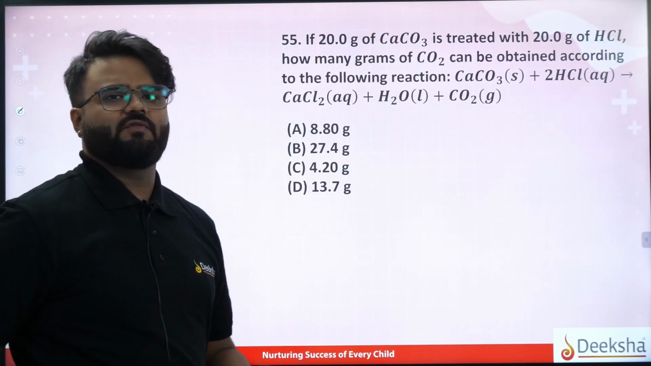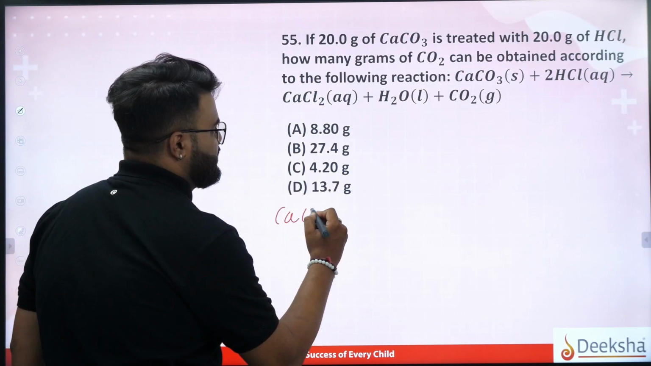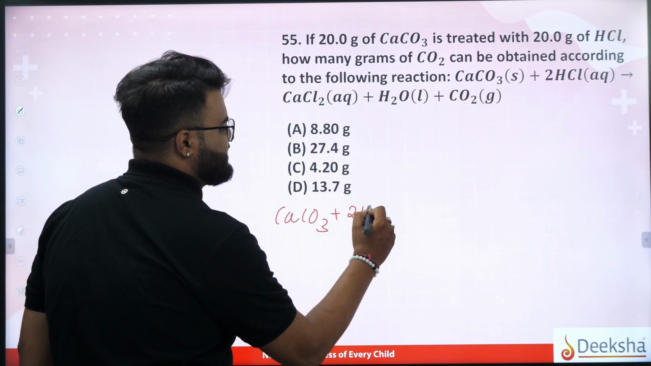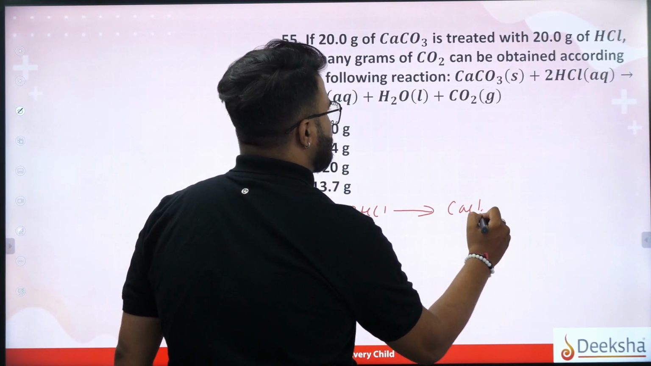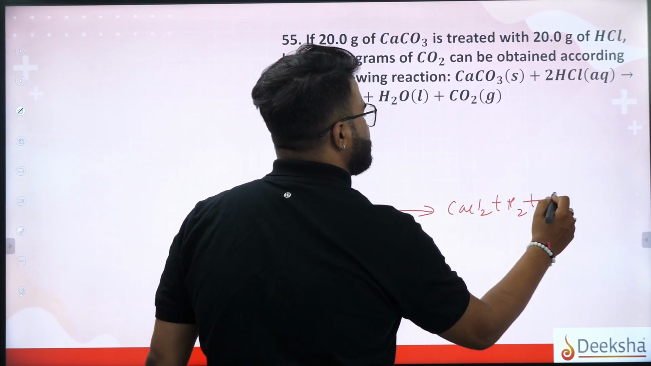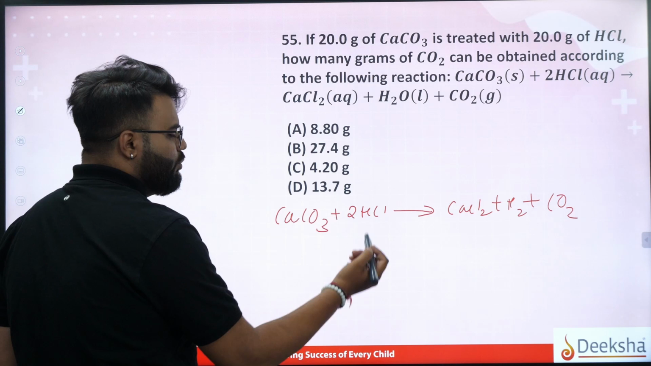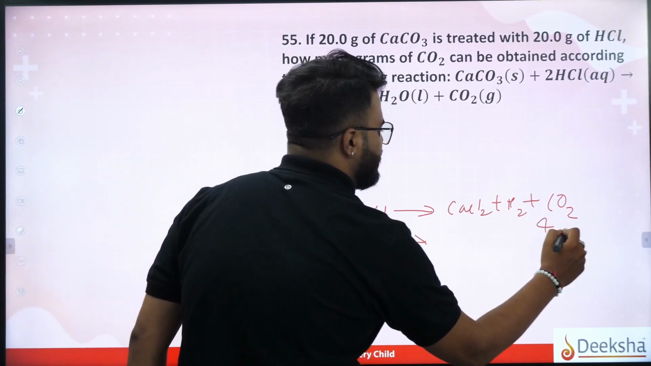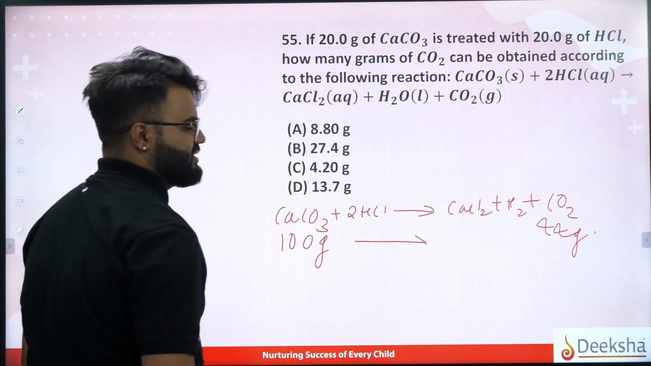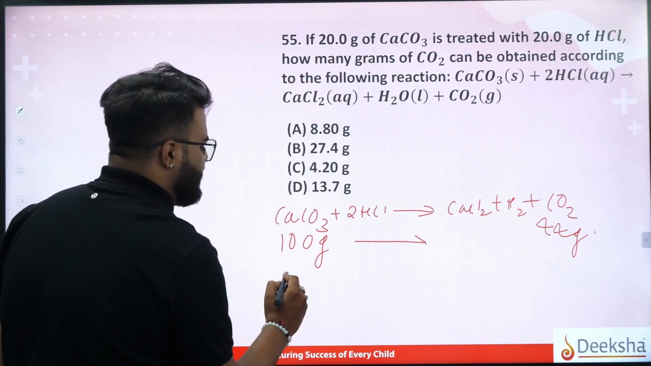Similarly, question number 55, very simple. CaCO3 plus 2HCl will give rise to CaCl2 plus H2O plus CO2. In terms of molecular mass, 100 grams will give rise to 44 grams of carbon dioxide, we know that.